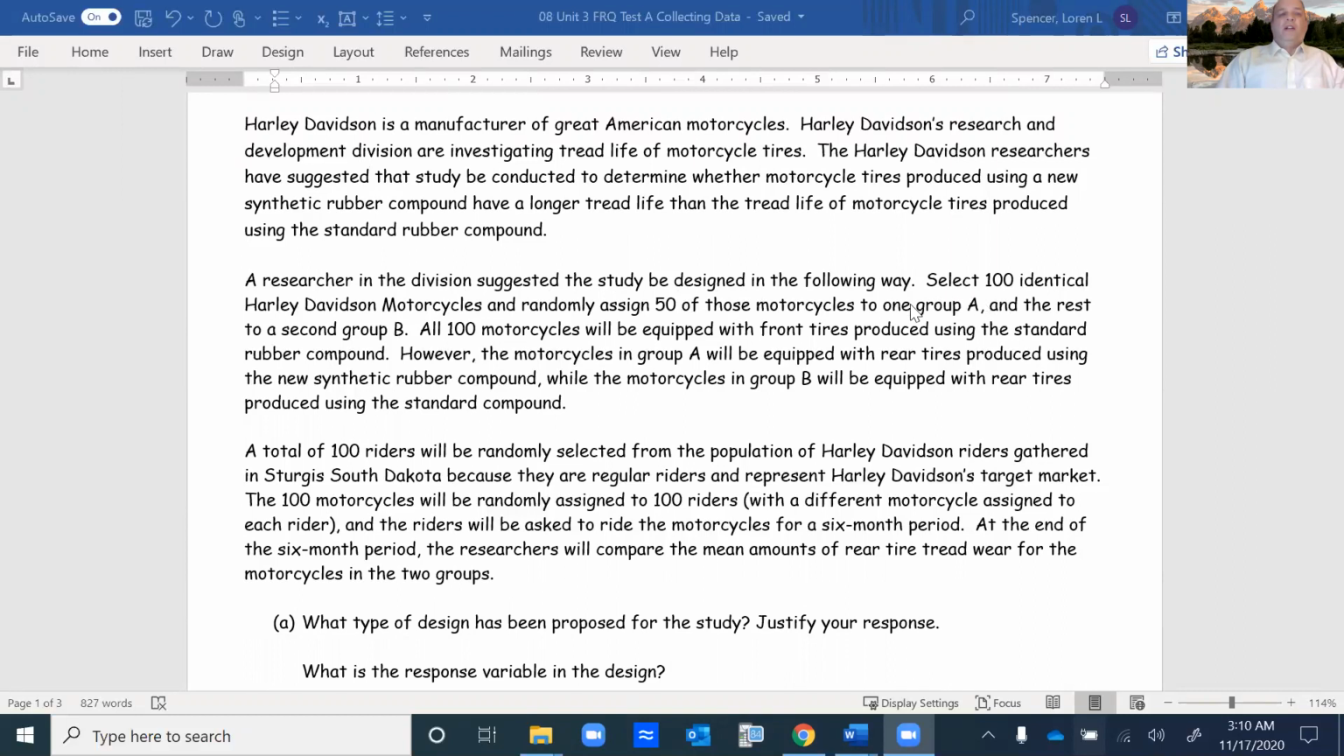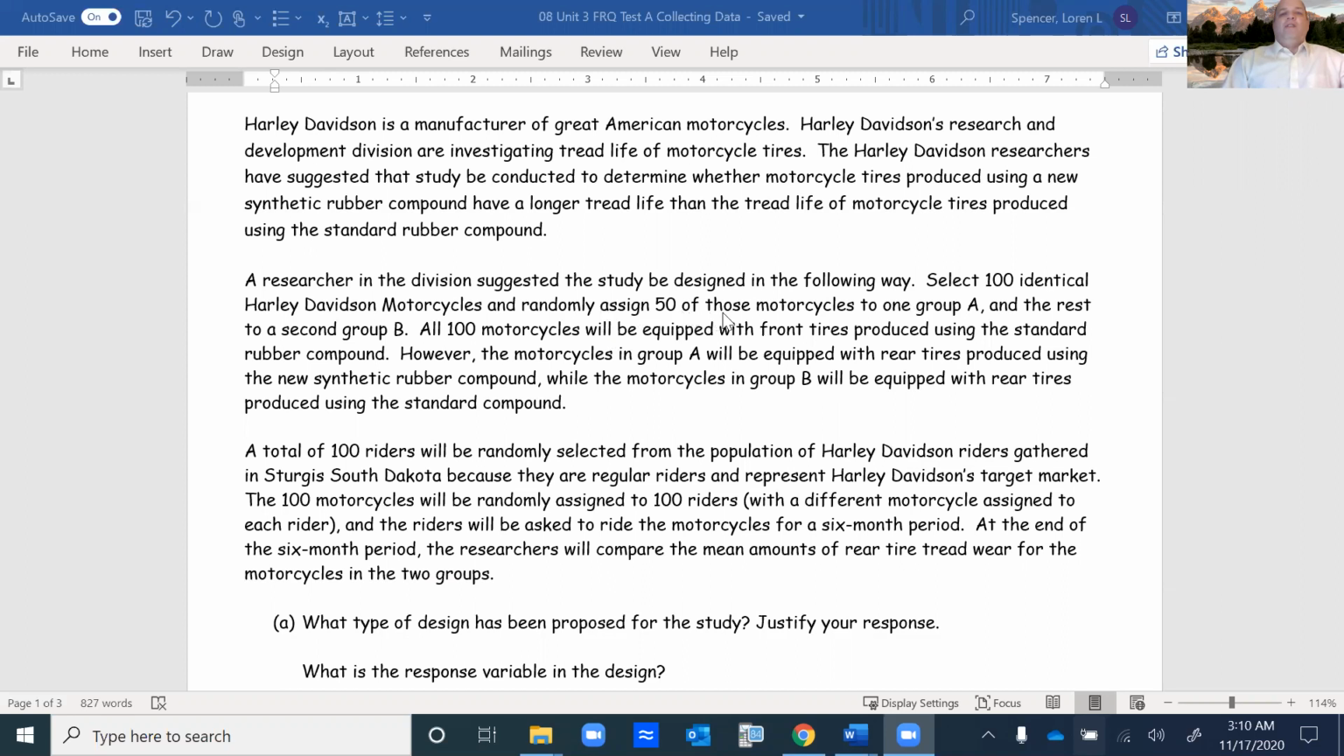Select 100 identical Harley-Davidson motorcycles. It's interesting that they selected 100 identical motorcycles. And the reason they did this was to control for variations between each motorcycle. In other words, some may wear the tires differently than others. So by selecting 100 of the same type, they eliminate some outside variables.